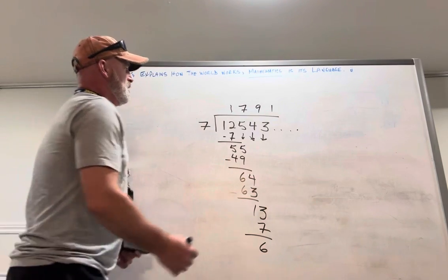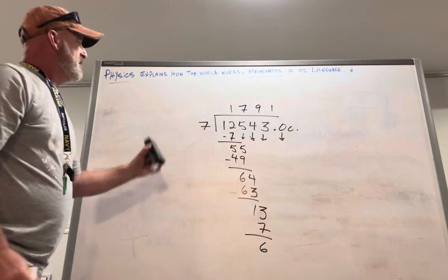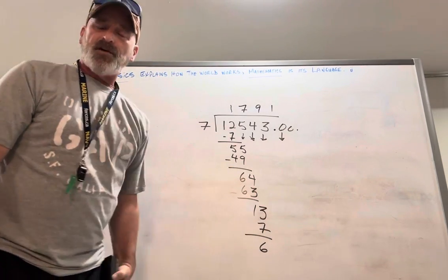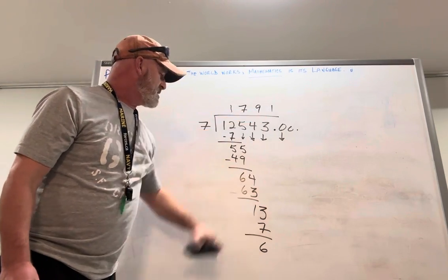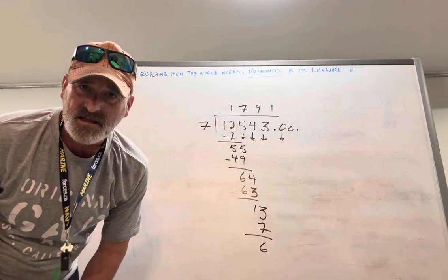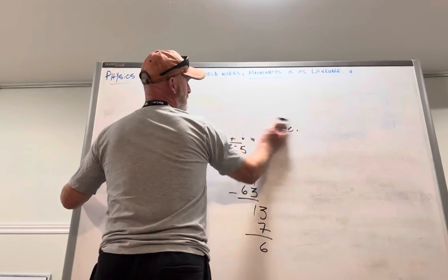And you go, well, now we're into the land of decimals and we're bringing those down, but that's good enough. 7 will go into 12,543 exactly 1,791 times with 6 of those guys left over. And that's long division. Piece of cake.